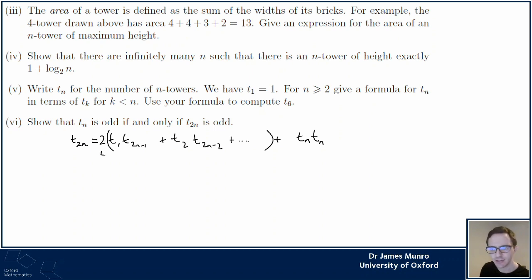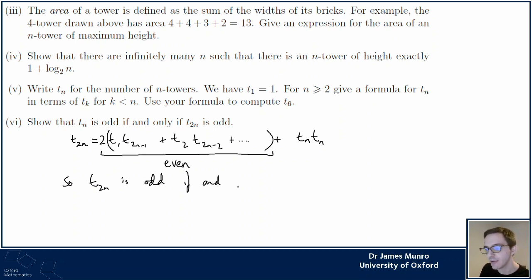So this thing with the 2 out the front is even. So we've got T2n is this even thing plus Tn squared. Okay, we've got an even thing plus Tn squared. So I suppose I could say T2n is odd if and only if Tn squared is odd. Because if this thing on the left is supposed to be odd, well, I've got a big even chunk over here. I would need Tn squared to be odd, because even plus odd is odd. Even plus even would be even. I don't want that.